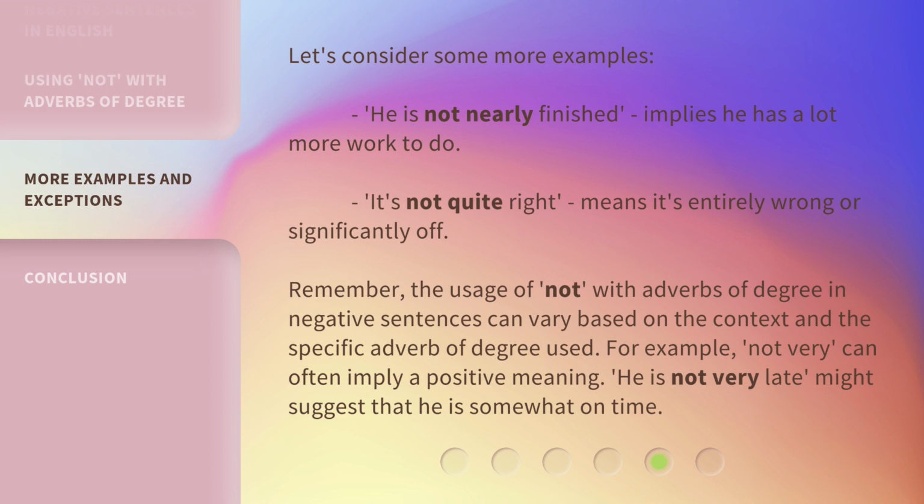Remember, the usage of not with adverbs of degree in negative sentences can vary based on the context and the specific adverb of degree used. For example, not very can often imply a positive meaning. He is not very late might suggest that he is somewhat on time.